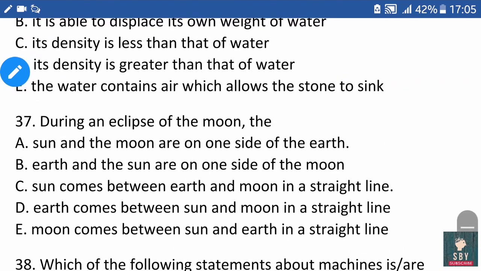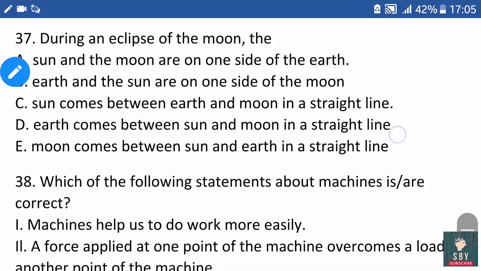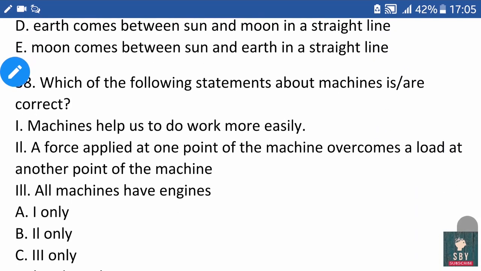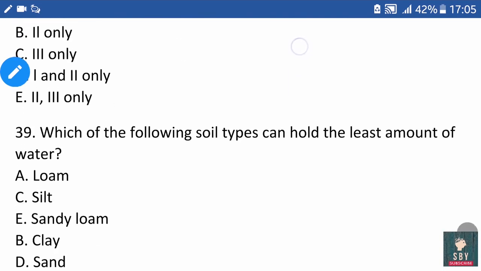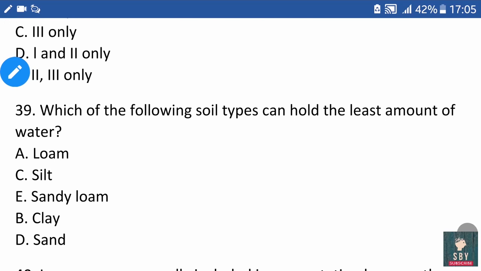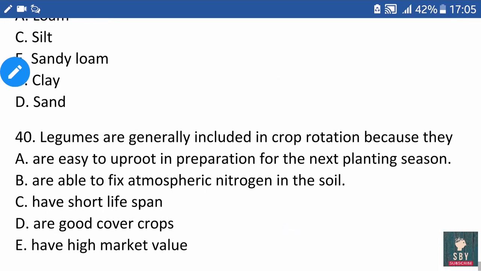During an eclipse of the moon, there's one on the solar system. Then which of the following statements about machines is or are correct? This is also on machines. The following soil types can hold the least amount of water. This is also on soil. Legumes are generally included in crop rotation because they. So you realize that the questions are similar, and every year that's what is done. And in this coming year also, the same thing can be done.